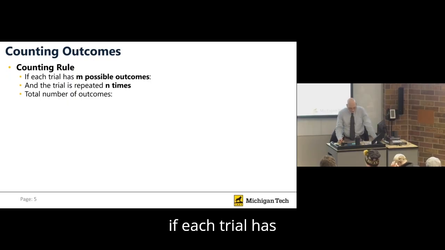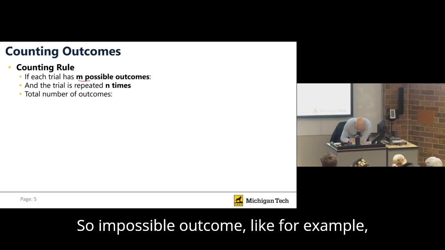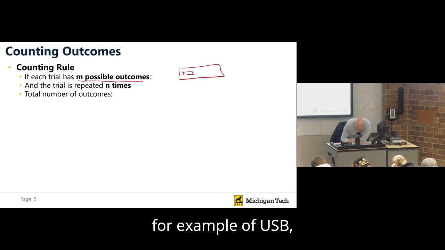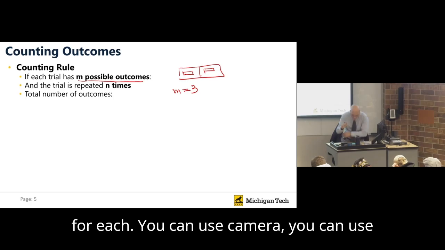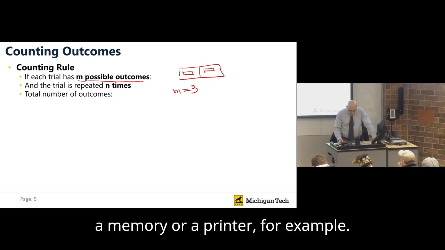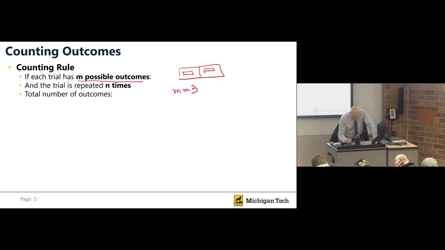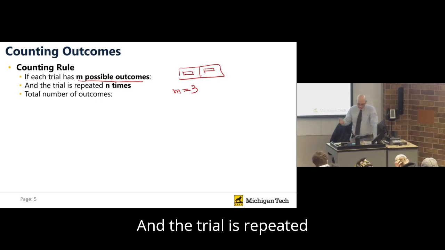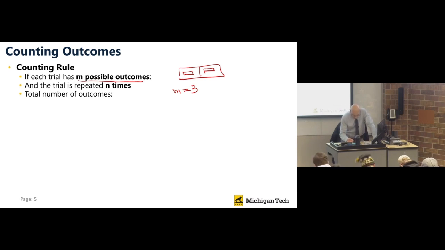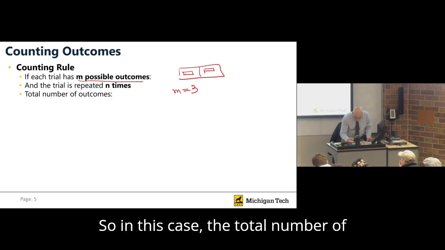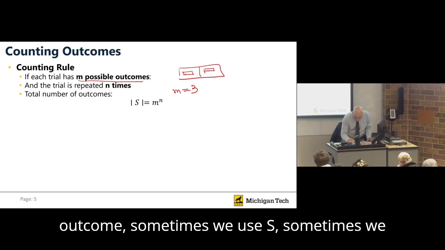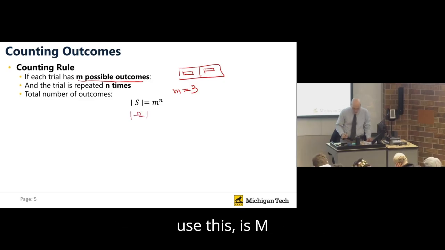If each trial has m possible outcomes, for example, for USB, m is 3. You have 3 cases for it. You can use a camera, a memory, or a printer, for example. And the trial is repeated n times. We have two of those here. So in this case, the total number of outcomes, sometimes we use S, is m to the power n.